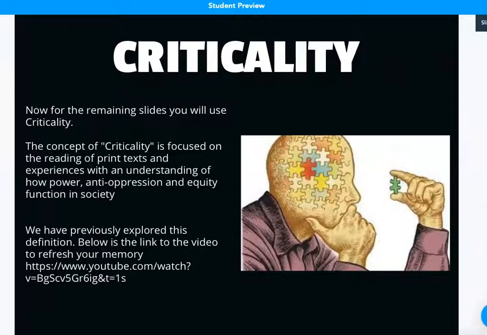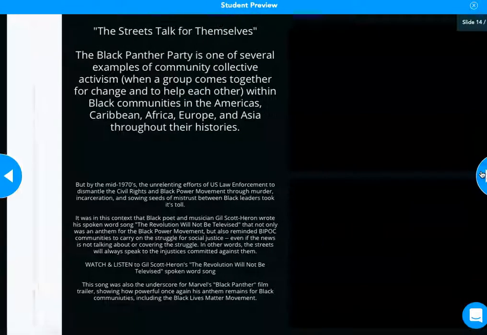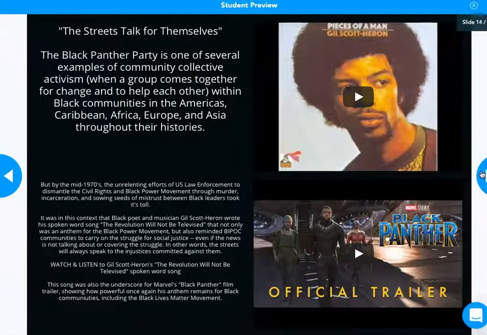And the next 3 slides are going to give you examples of criticality using the Black Panther Party, and you'll see examples of how power was used against them and how they were oppressed and suppressed. Okay? And here we have some additional information about the breakdown of the Black Panther Party and also its legacy today. I know when we think Black Panther, we think of the movie, but there's a deeper meaning here. So take a look at the information listed here.